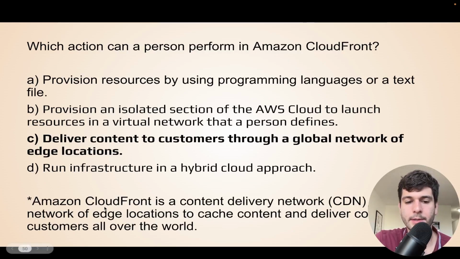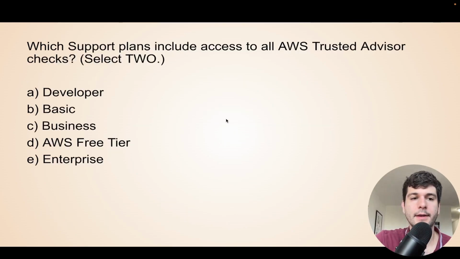Here's a description. Amazon CloudFront is a CDN, a content delivery network. It uses a network of edge locations to cache content and deliver content to customers all over the world. So when you have a question about CloudFront, think about content delivery, edge locations, and caching content. All right, next question.